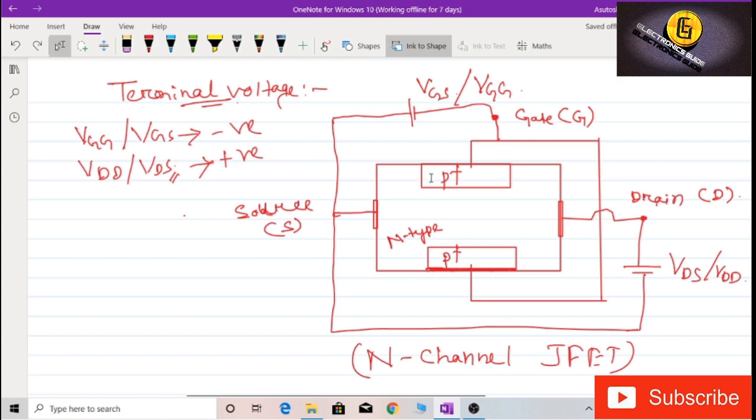There are two PN junctions near the gate end. The gate region is P-type semiconductor and the substrate region is N-type semiconductor. That means at the meeting of gate and substrate, in this region, a PN junction exists. Similarly, at this region also a PN junction exists.